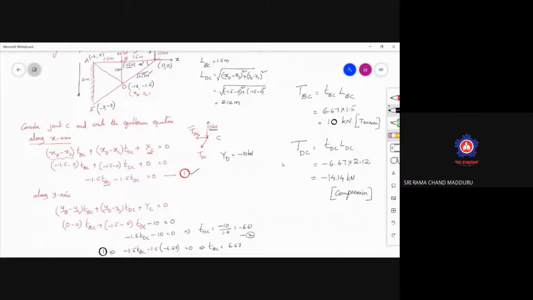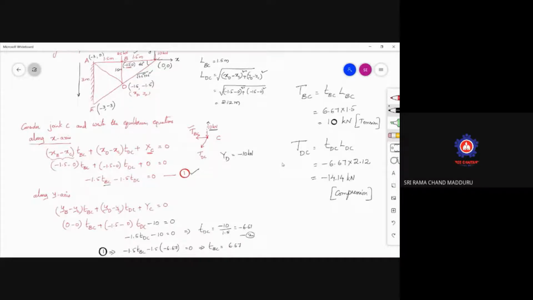Now at joint D, at the joint C, we completed the equilibrium equations along the x-axis. This tension coefficient method is based on the coordinate system. Instead of resolving the forces along the x-axis or y-axis, we use the coordinates to calculate the tension coefficients. These tension coefficients are multiplied with the length of the member to get the force. If it is positive, that indicates tension force. If it is negative, that indicates compressive force.